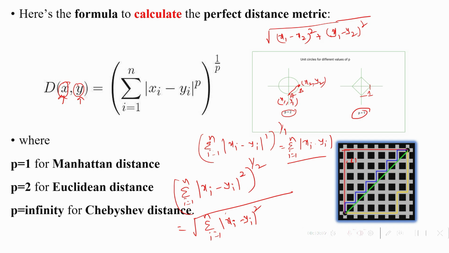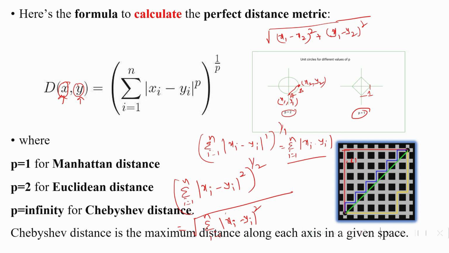Now if p equal to infinity, that gives the maximum distance along any axis in a given space. Like that we represent all the different formulas in one simple formula. That formula is called the Minkowski distance: d of x comma y equal to sigma of i equal to 1 to n, mod of xi minus yi power p, whole power 1 by p.